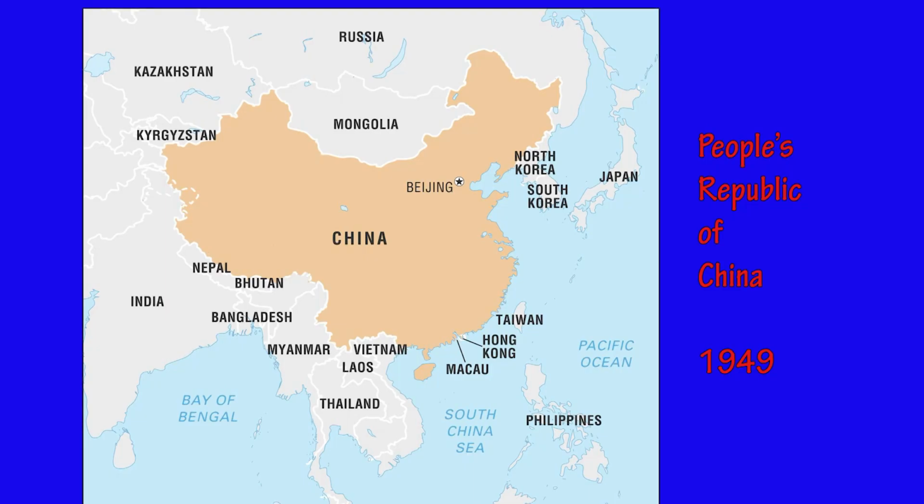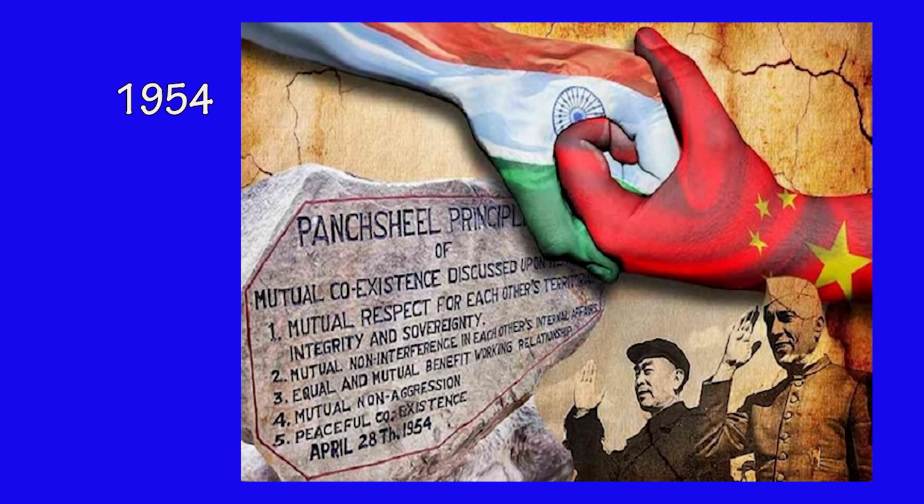Now we will discuss India's bilateral relations with its neighbouring countries. The first country that comes to our mind, or the first country that is very important apart from Pakistan, is China, in India and China relations. The People's Republic of China was established in 1949 and India in 1947, but in 1954 India and China signed the Panchsheel principles, which were to be the guiding principles between India and China.